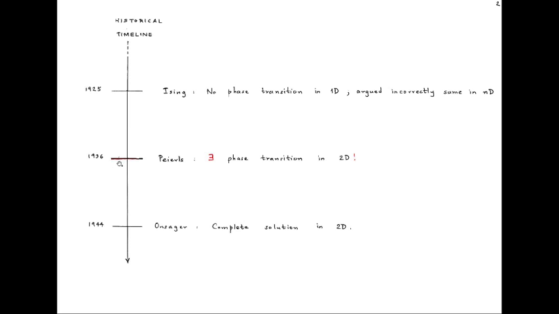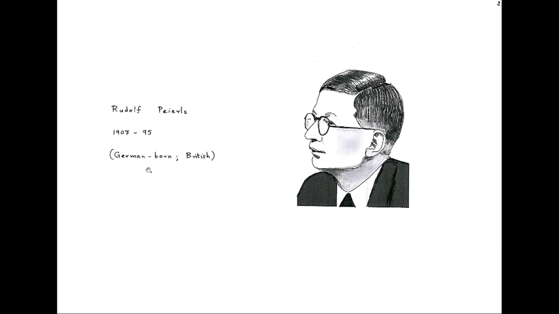So this was an important milestone in the history of the Ising model, and this proof was due to Rudolf Peierls, who lived essentially in the 20th century, and he was a German-born physicist, but he spent a lot of his academic career in the UK.